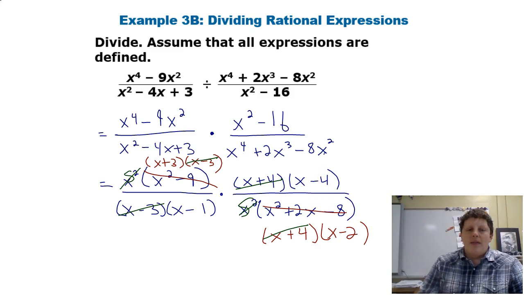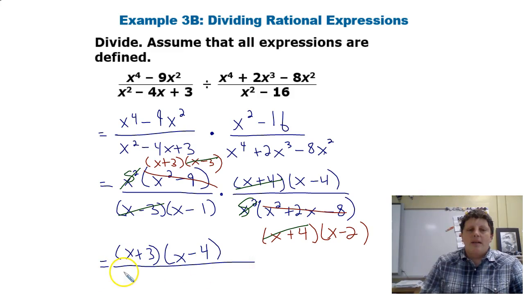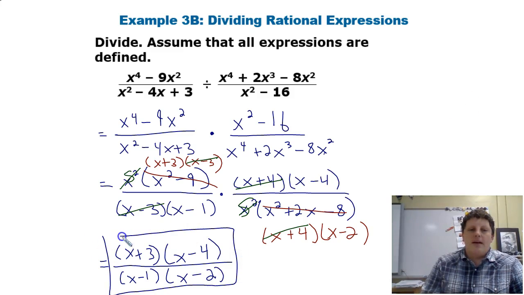All right, so at this point, you have to be careful and make sure that you've accounted for everything. What's left behind in the numerator is x plus 3 and x minus 4. What's left behind in the denominator is x minus 1 and x minus 2. And since we are not worrying about excluded values here, we're assuming that everything is defined, we can circle this, and we got it.